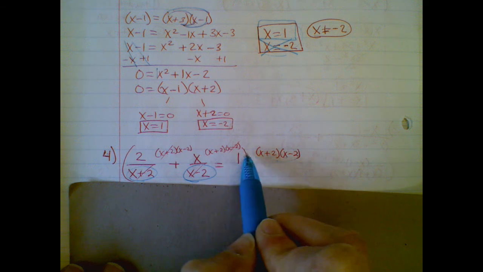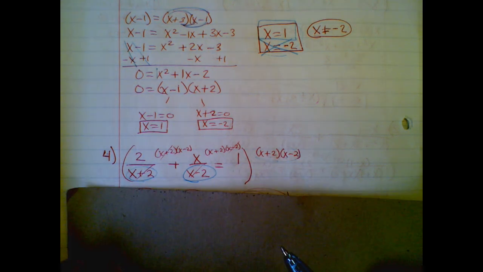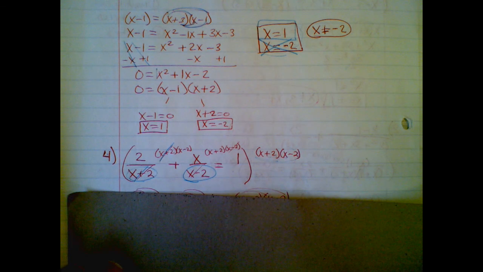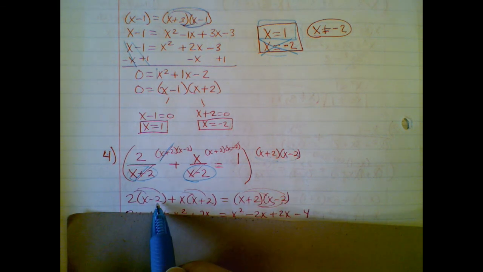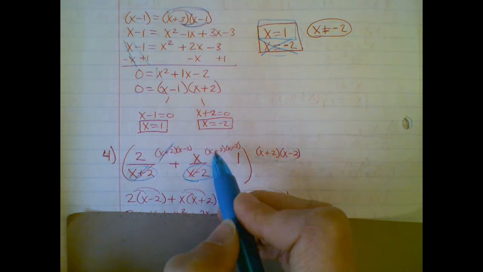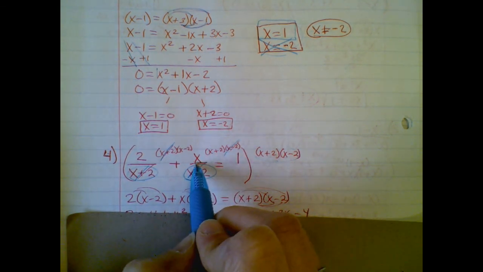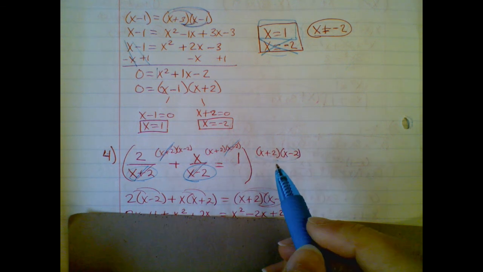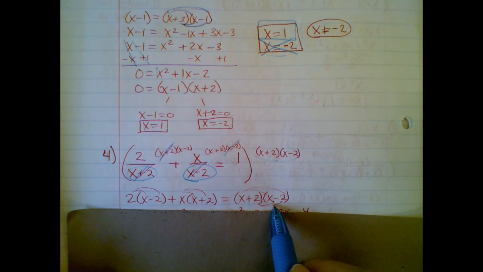So I'm going to make that x plus 2 times x minus 2 as my least common denominator, and I'm going to distribute that to each of the terms. And then I'm going to cancel out what cancels. So I have the x plus 2's cancel, so I have 2 times x minus 2 left over. Bring down the plus sign. The x minus 2's cancel out, so x times x plus 2 is left over equals, nothing cancels out here, so I have just x plus 2 times x minus 2.